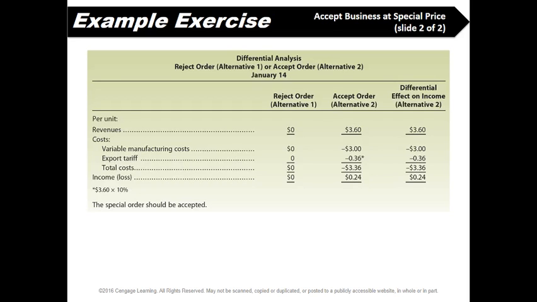So, again, if we were to reject it, nothing would change. We would not have more costs, we would not have more revenues. We would maintain status quo. If we accept the order, then that is $3.60 per unit. We know there are $3 worth of variable manufacturing costs. We would incur an additional 36 cents a unit in the export tariff, which gives us total costs of $3.36, and then 24 cents of income per unit. So we would accept this specific offer.